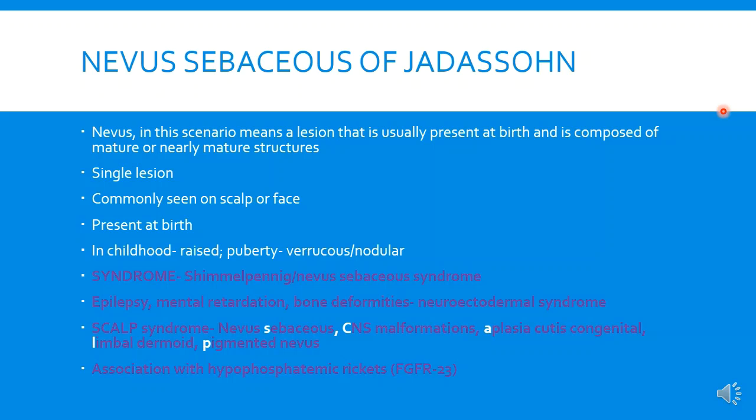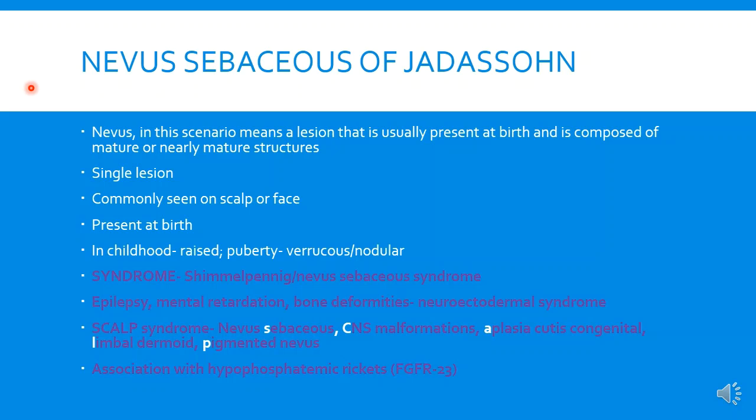So this is a unique type of entity, nevus sebaceous of Jadassohn. Jadassohn is named after a German dermatologist who has contributed a lot to the field of allergy and immunology. So the term nevus might be confusing because we have always seen that in association with melanocytes and melanocytic lesions. But nevus in this scenario means a lesion that is usually present at birth and is composed of mature or nearly mature structures.